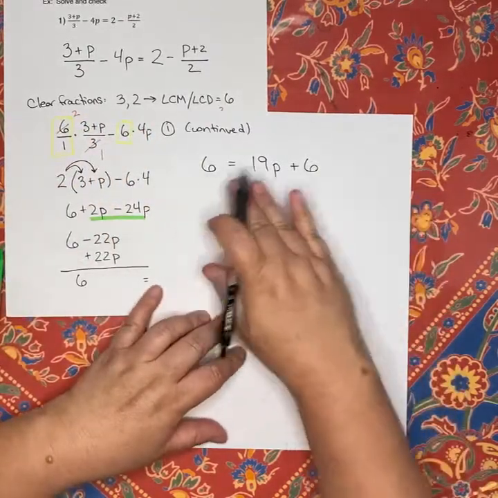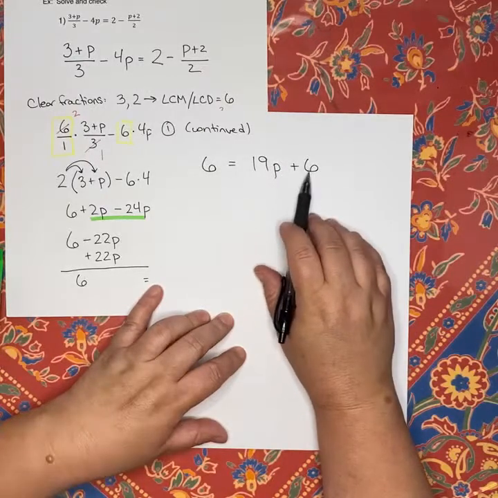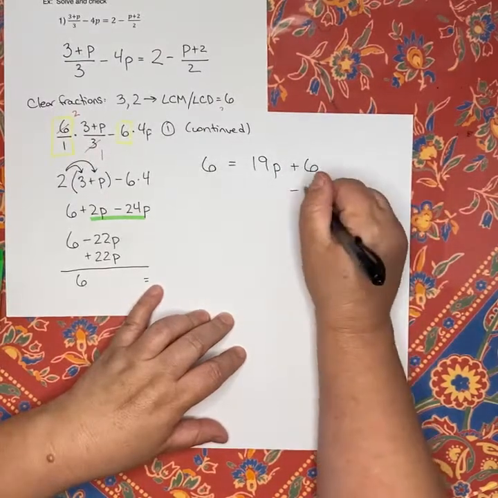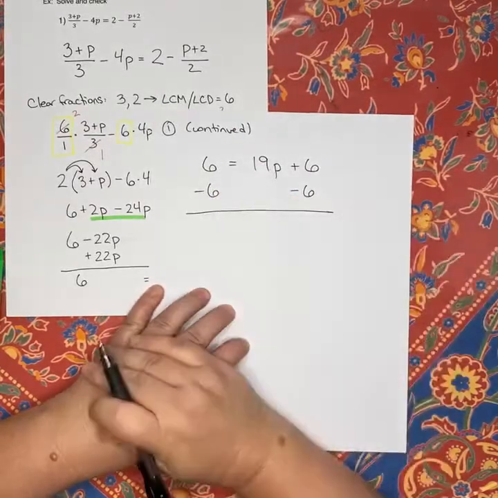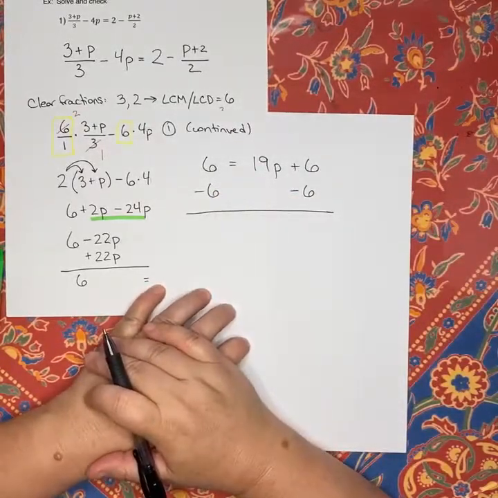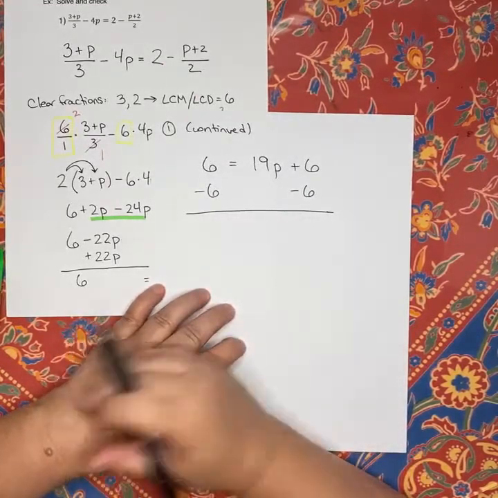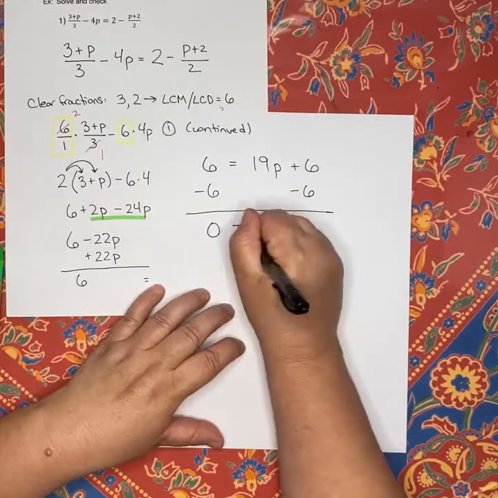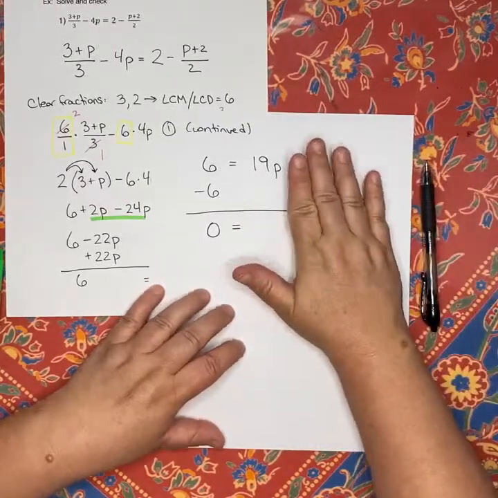So I look and I see that I want my p to be all by itself, but there's a 6 in the way. So I'm going to subtract 6 from both sides. Now, does that mean that everything explodes? No. What is 6 minus 6? 6 minus 6 is, you got it, 0. So just put in the 0. Over here, this zeroes out, so this cancels out.